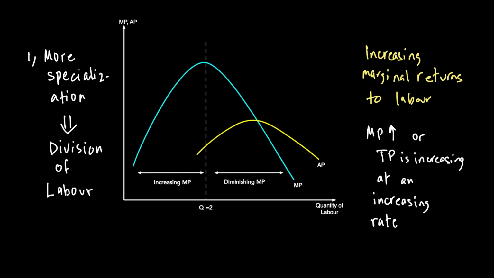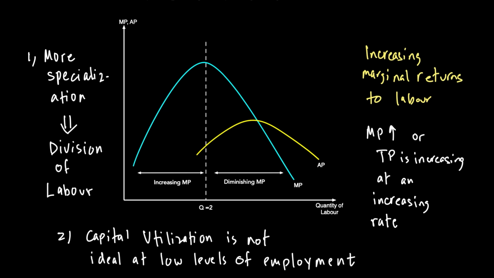Another reason is that at very low levels of employment, there may not be enough workers to properly operate the available capital. In other words, the capital utilization is not ideal at low levels of employment. But as the employment goes up, the capital utilization becomes better, and the productivity for each worker increases as more workers are hired.